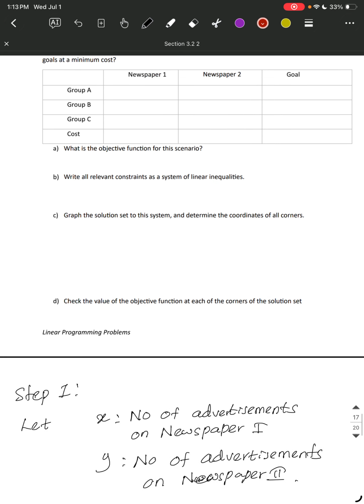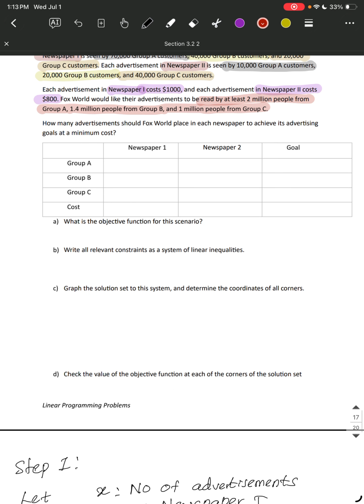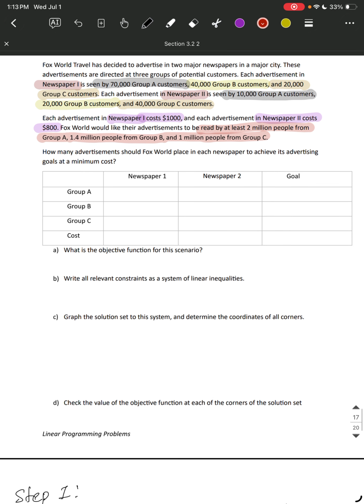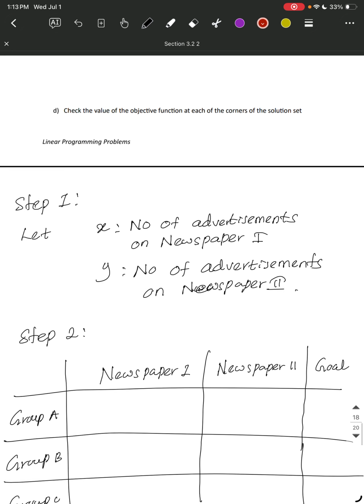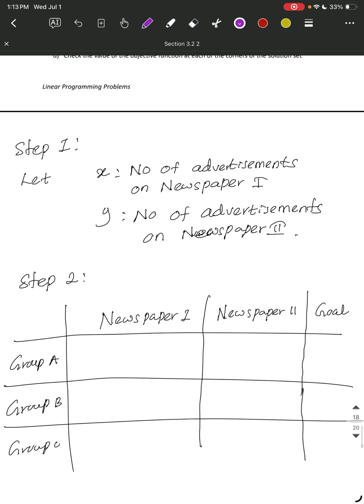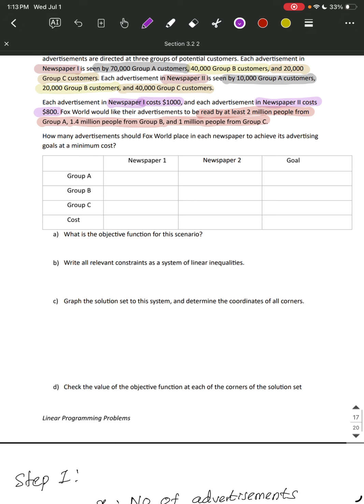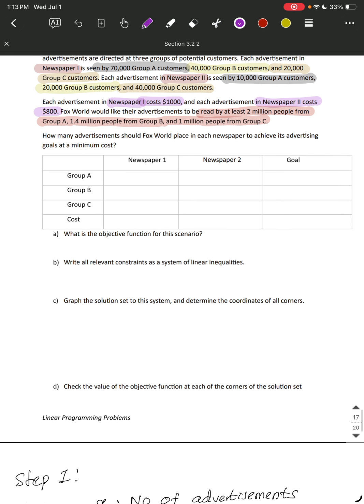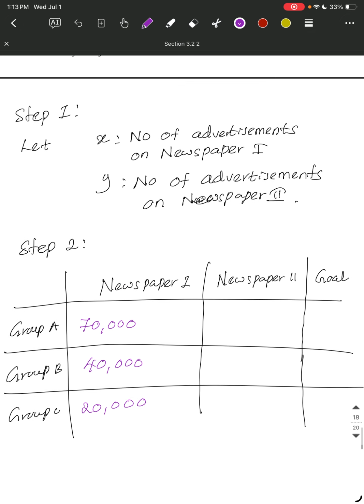Okay, let's define the values. For newspaper 1, group A 7,000, group B 40,000, group C 20,000. Newspaper 2, group A 10,000, group B 20,000 and group C 40,000.